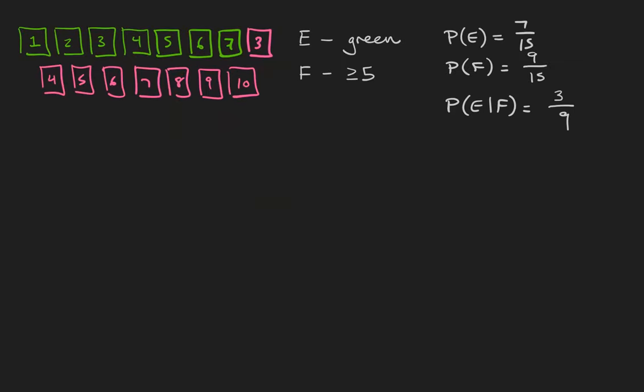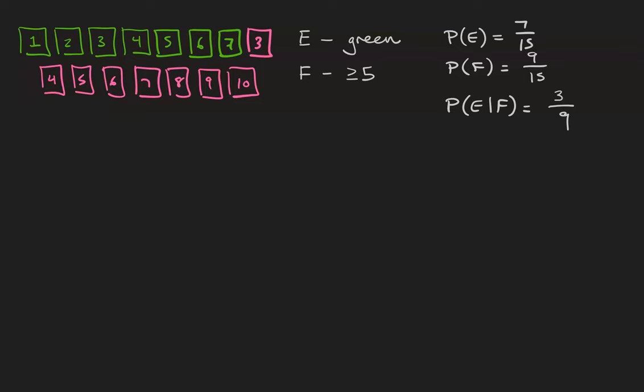Here again is our deck of 15 cards, 7 of which are green, numbered 1 through 7, and 8 of which are pink, numbered 3 through 10. E, again, is the event that you pull a green card. F is the event that you pull a card whose value is 5 or higher. And remember from the last video that the probability of E is 7/15, the probability of F is 9/15, and the probability of E given F is 3/9.